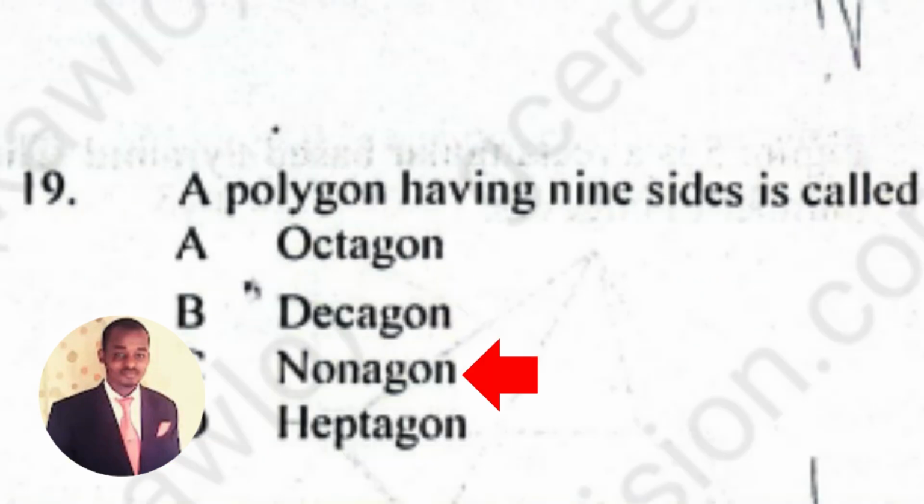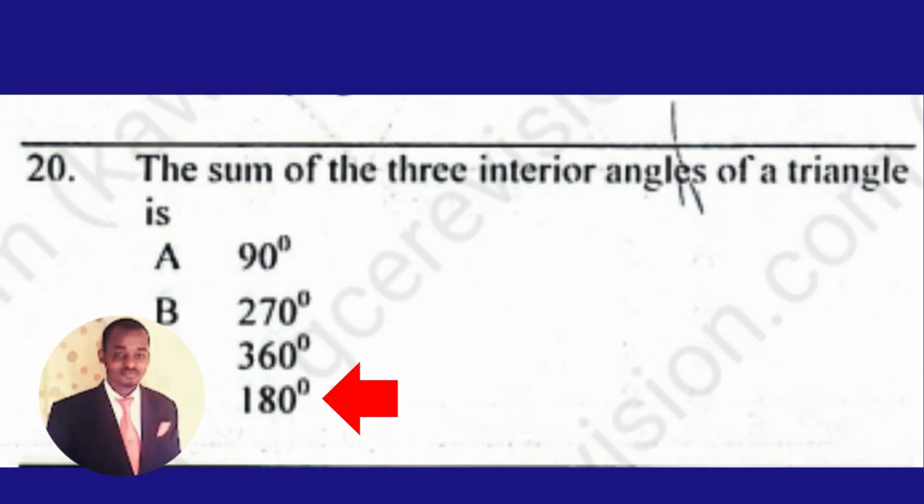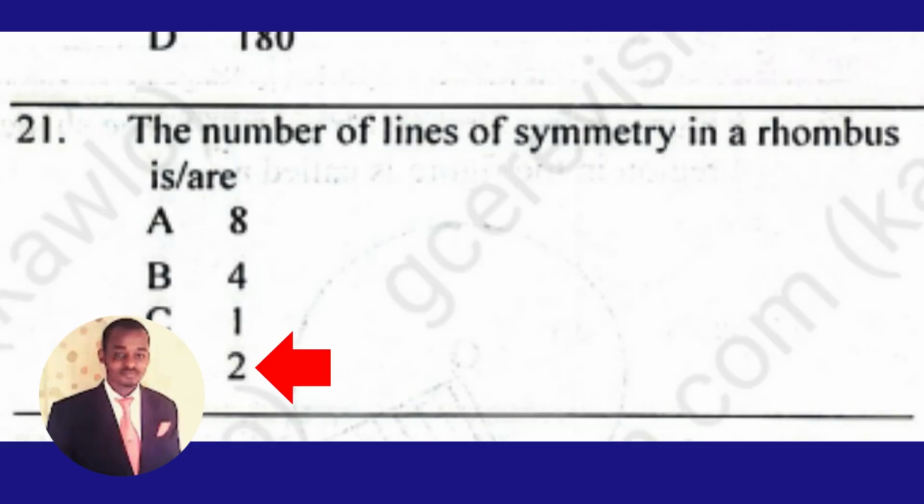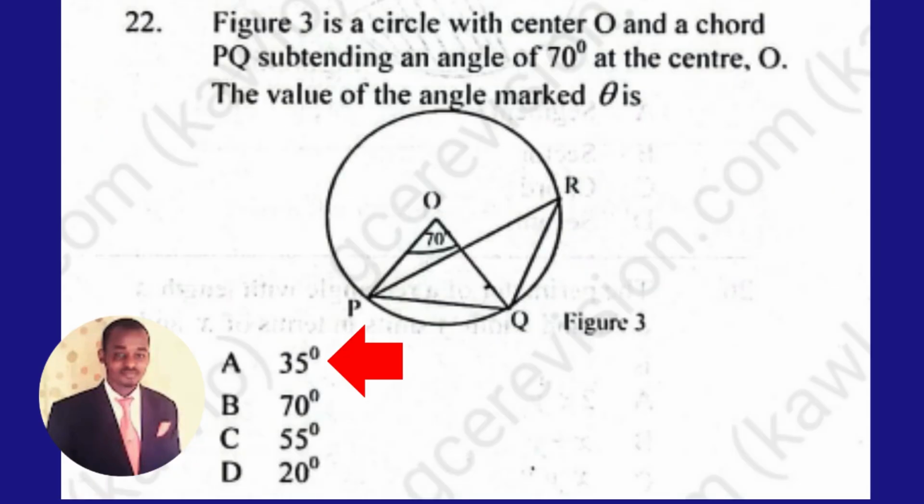A polygon having 9 sides is called... the answer is nonagon. So this is actually the correct answer for that question. Question 20. The sum of the three interior angles of a triangle is... the answer is 180 degrees. So here is actually the correct answer, as you can see from here. The number of lines of symmetry in a rhombus is... the correct answer is 2. As you can see here, the lines of symmetry of a rhombus are its diagonals, so this is why we came about that 2.